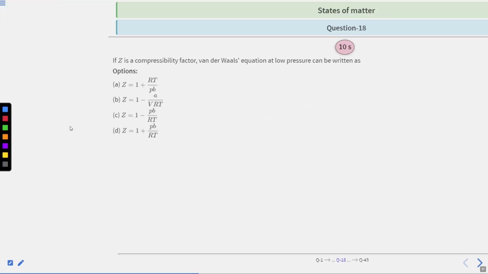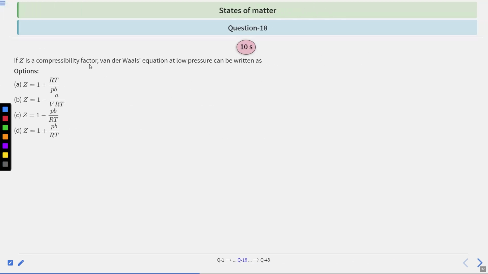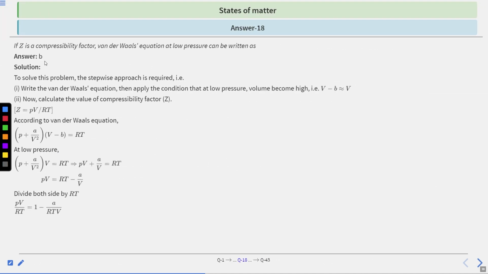Moving on to the next question, that is question number 18. If Z is the compressibility factor, the van der Waals equation at low pressure can be written as: options are Z equal to 1 plus RT upon Pb, 1 minus a upon VRT, 1 minus Pb upon RT, or 1 plus Pb upon RT. So you have 10 seconds to solve this question. After that, we will see the answer. Okay, so the correct answer is option number B.